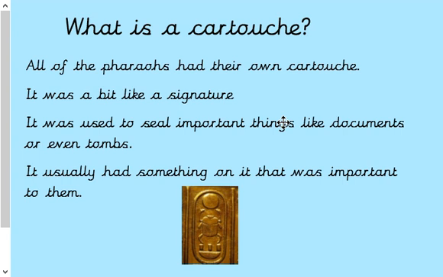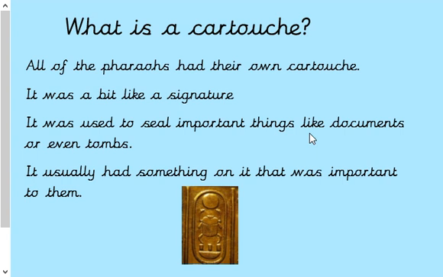Okay, so we need to move into the second part of the session, the bit that you'll enjoy. And it says there, what is a cartouche? Well, all of the pharaohs had their own cartouche. It was a little bit like a signature. It was something that symbolized every pharaoh, and every pharaoh had a different one. And it was used to seal important things.